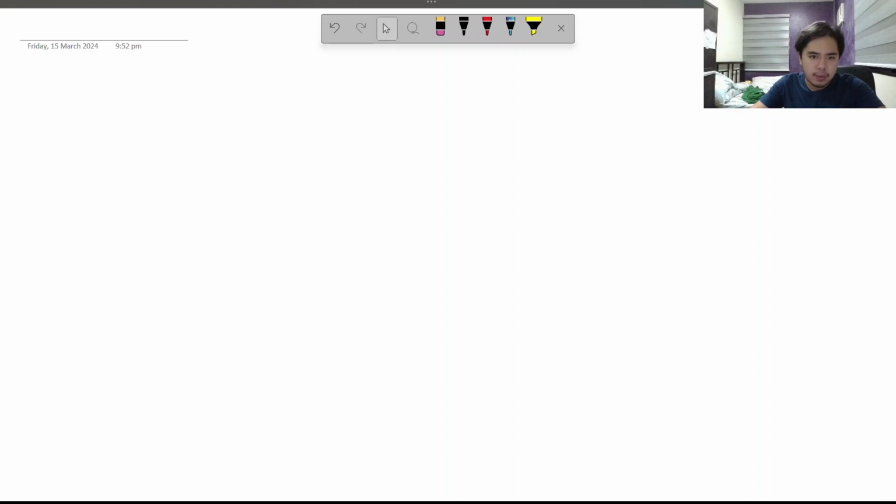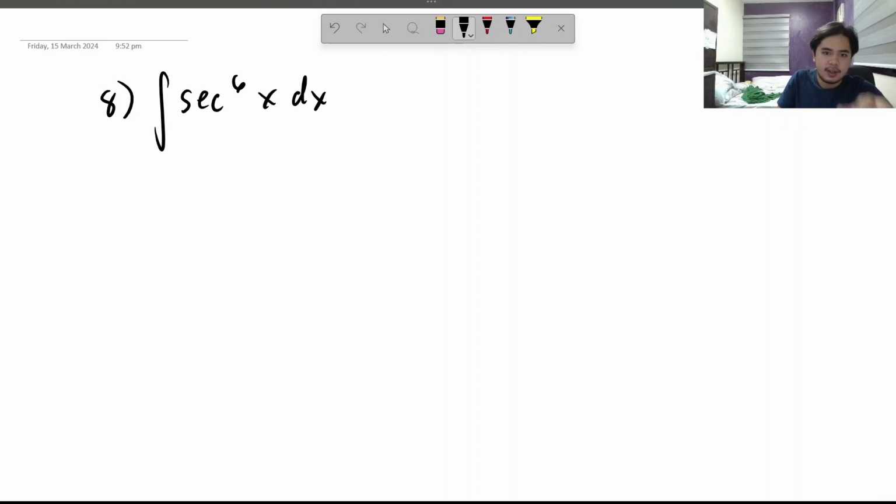Question number 8. The integral of secant to the power 6x dx. Okay. What we can do here is actually to separate secant squared with everything else. Why? You'll see why in a bit.